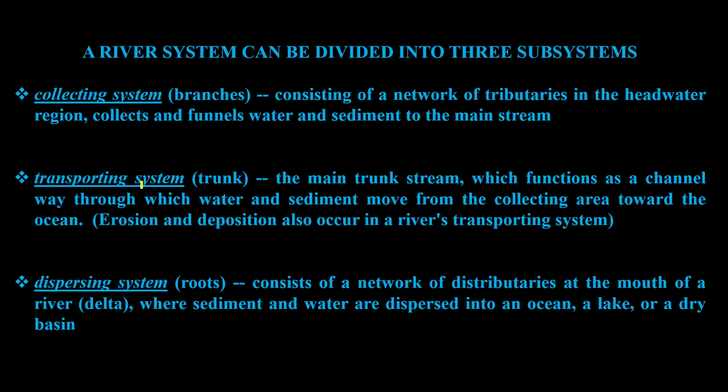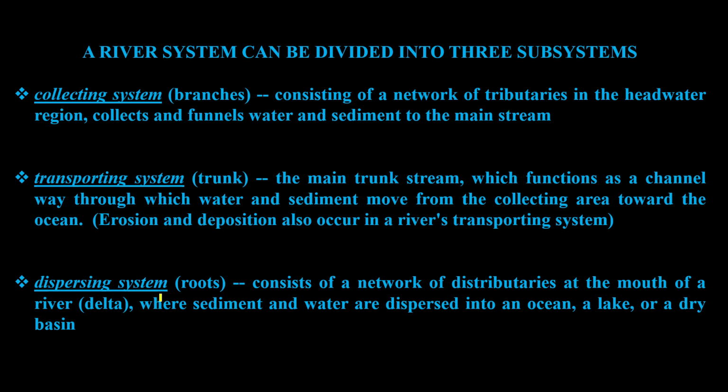Okay. Then we come to the trunk part or the transporting system. The main trunk stream, which functions as a channel way through which water and sediments move from the collecting area towards the ocean. Erosion and deposition also occur in the transporting system. Okay. Then we come to the root region. So first is your branches, then you have the trunk, and then the roots.